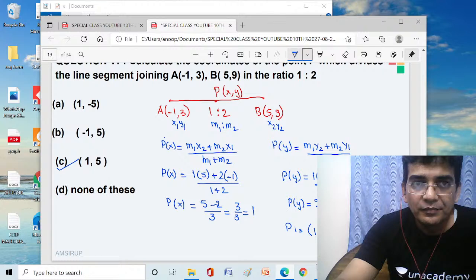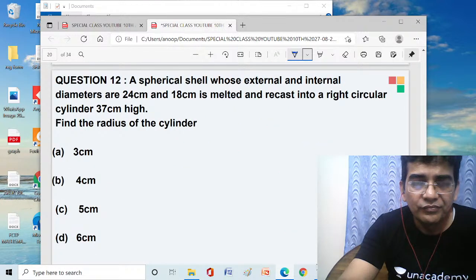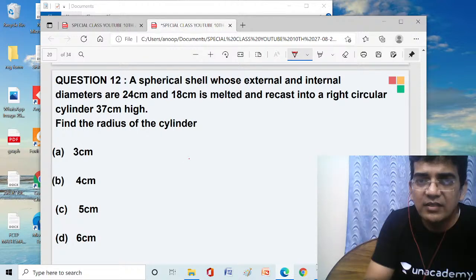Moving on to the next question. A spherical shell whose external and internal diameters are given. Now first of all, as I see in the question, it says that the diameters are given. This is external, I will represent it with capital D. This is internal, I am going to represent it with small d.